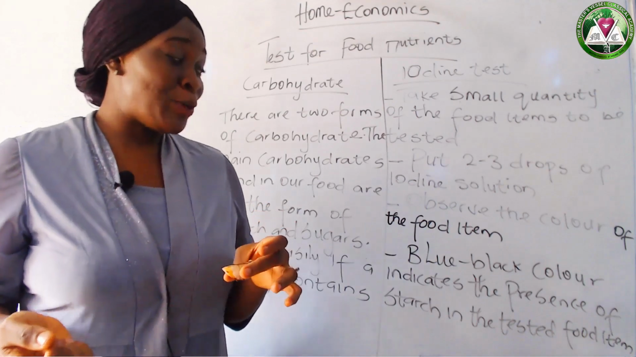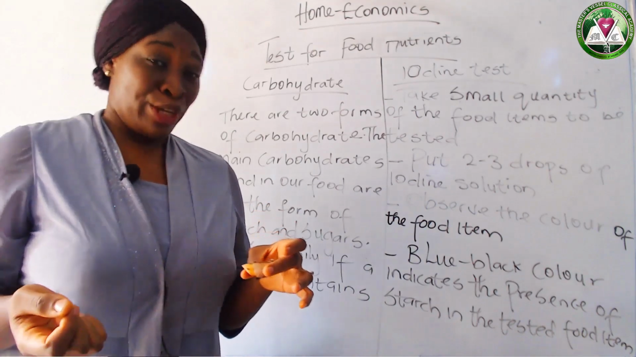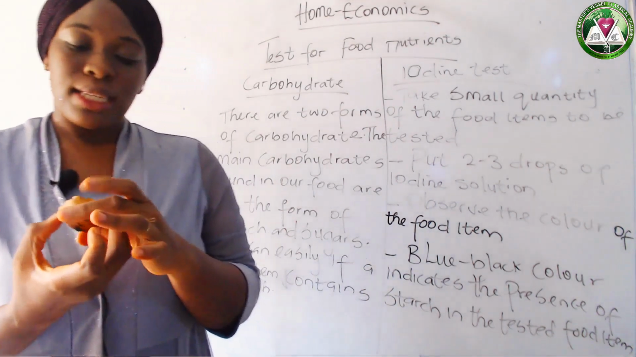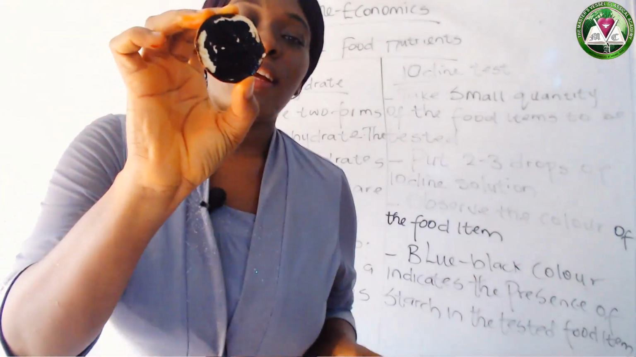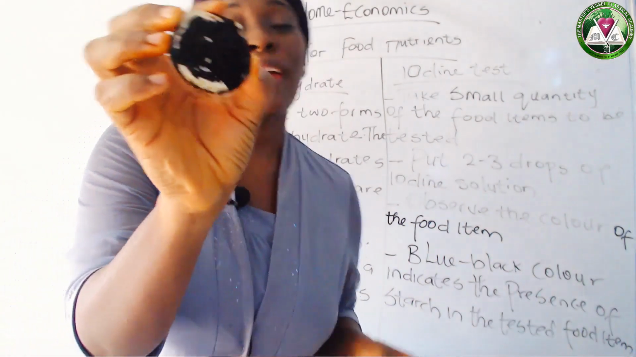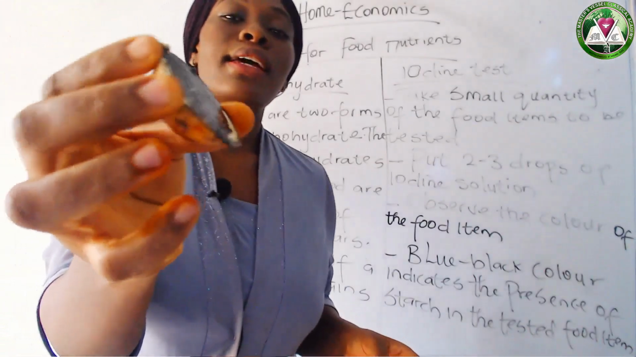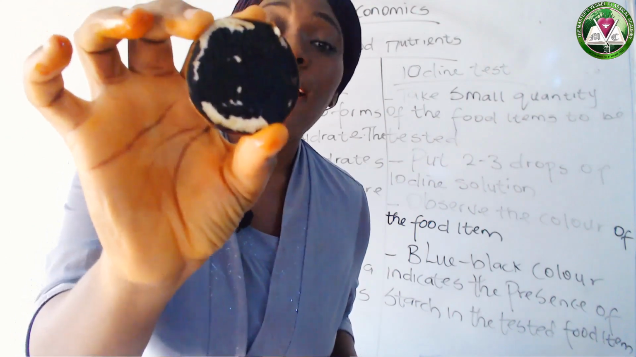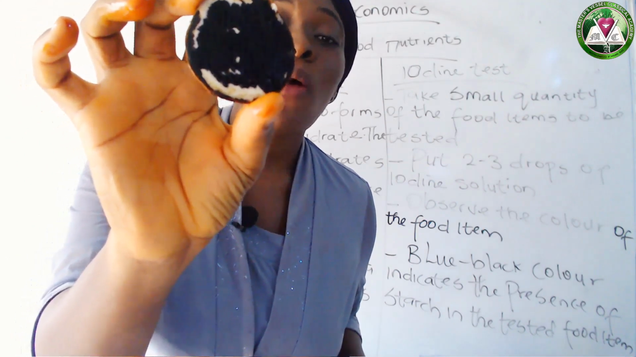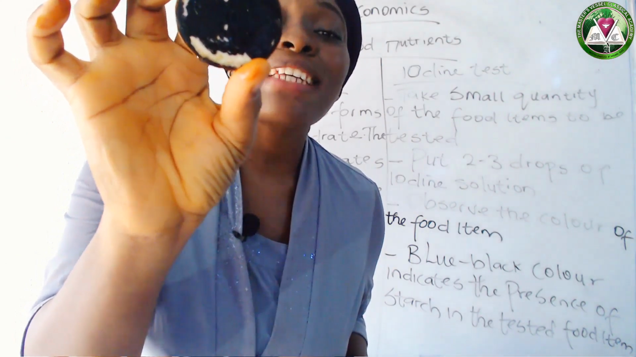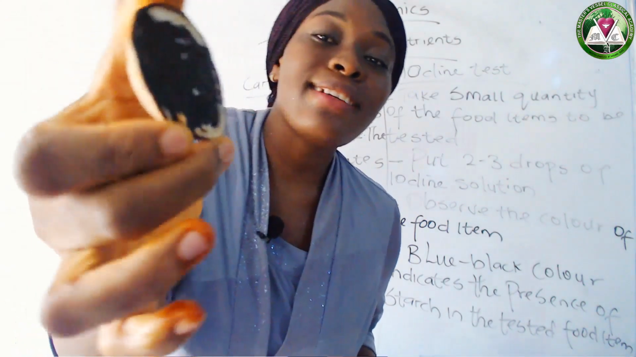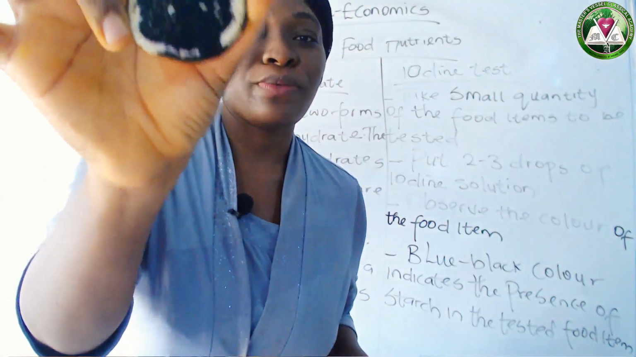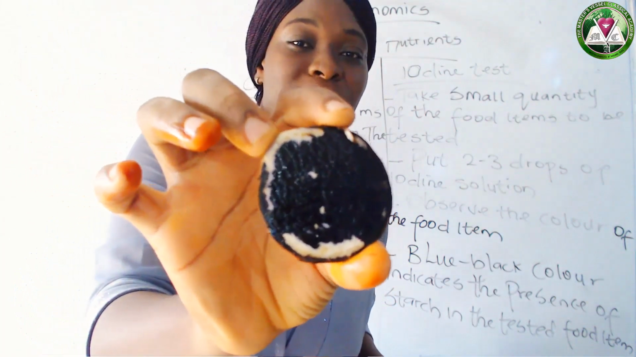Then, if blue-black, you know what is blue-black? It's not actually blue, it's not actually black. A blue-black color indicates the presence of what? Starch. Are you seeing it? Are you observing the color? What can you see? Tell me. Is it just blue? I believe no. Is it black? What are you seeing? Blue-black solution. Okay? Have you seen it?